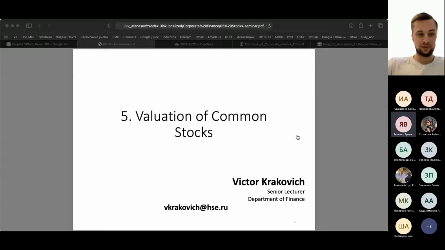Yeah, the dividends. That's actually very important. The dividends of the common stock are like coupons of the bond. So probably the most popular way to value the stocks is to look at the dividends and discount the future dividends of the stock.